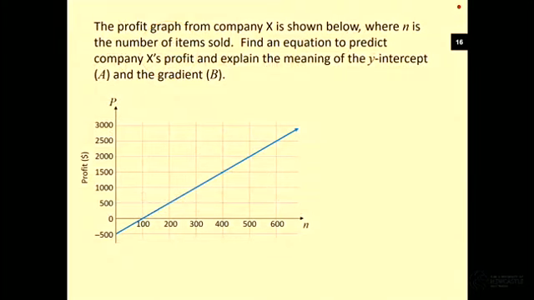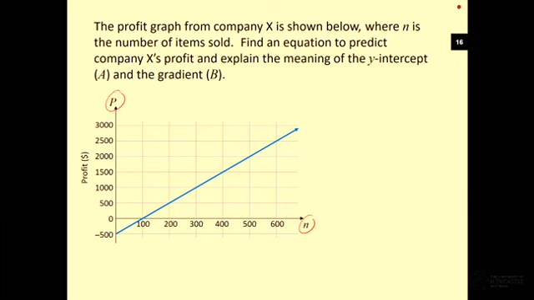So here's the sort of question we'd get. You'd get given the graph. The profit graph from some company X is shown below, where N is the number of items sold. So we've got profit P in dollars, and the number of items sold, whatever they are. You can see it's starting at a negative profit. If you sell none of these things, you lose money. You can see here that if I sell 100 items, I'm breaking even, not loss, not profit. And greater than 100 items, I'm starting to make money. But all we want is to find an equation to predict company X's profit and explain the meaning of the y-intercept A and the gradient B.